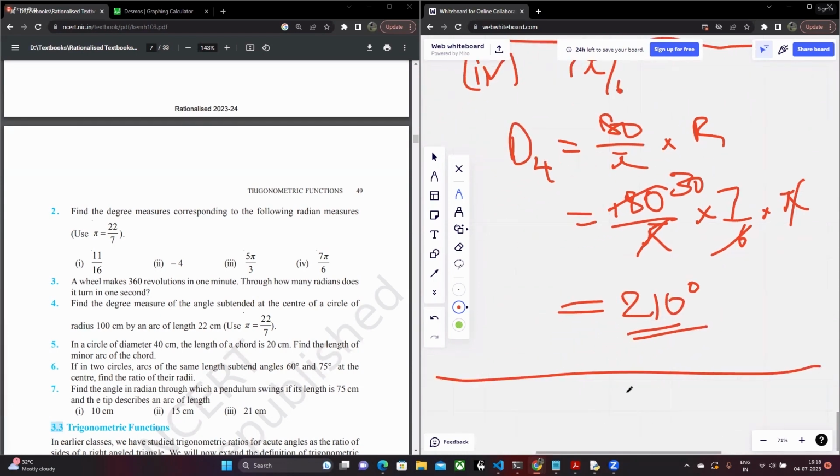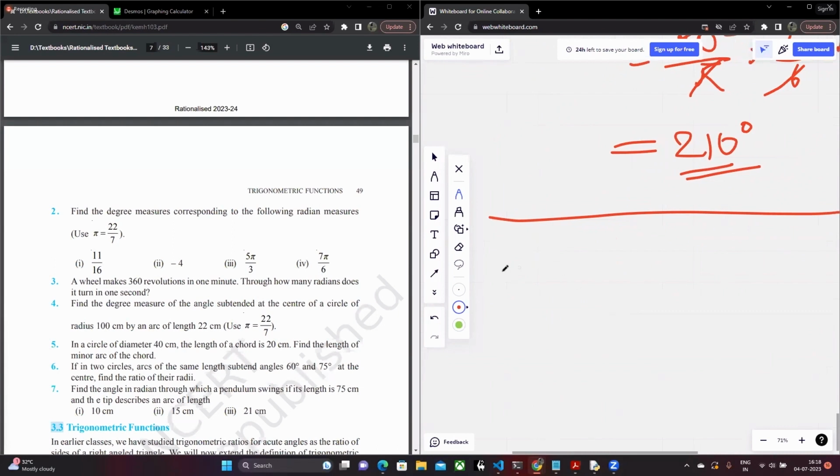Right? And that completes the second question. Third question. More like a word problem to make you think.